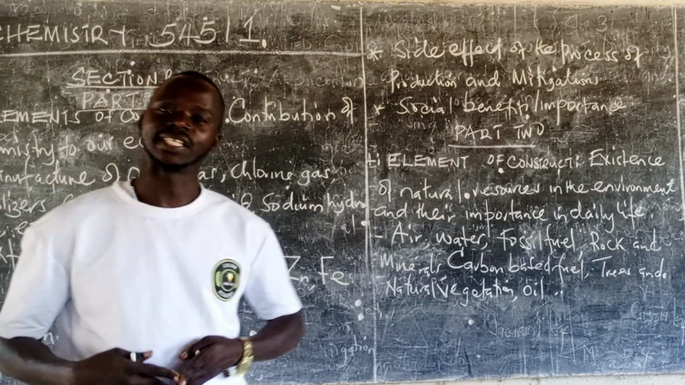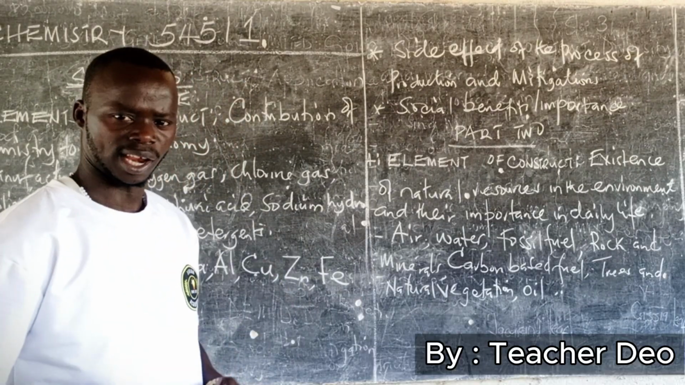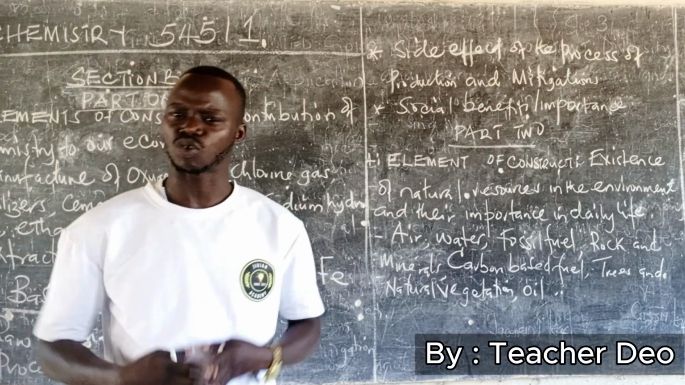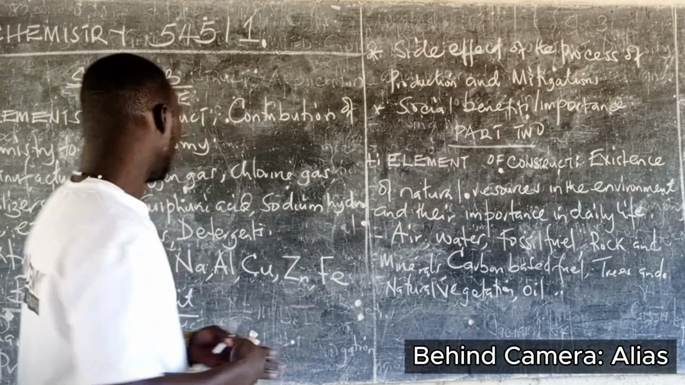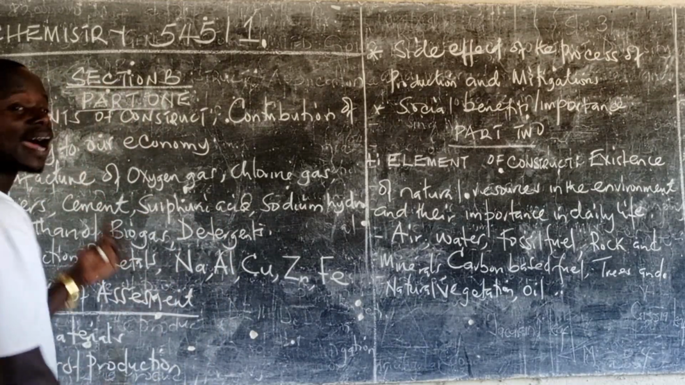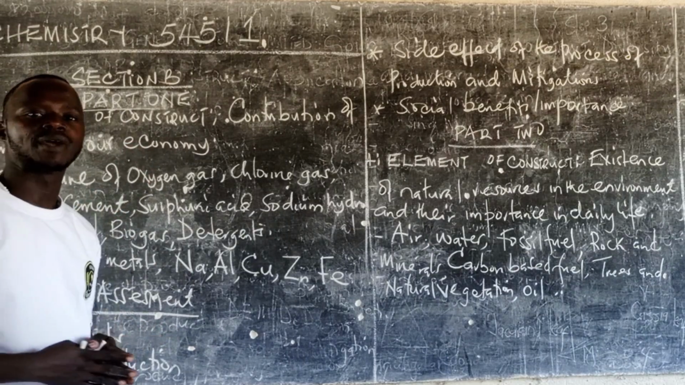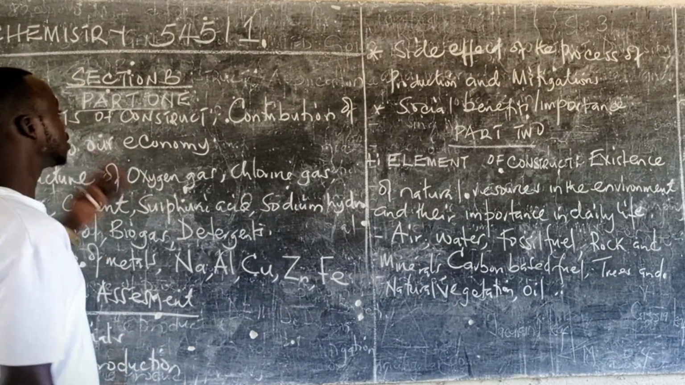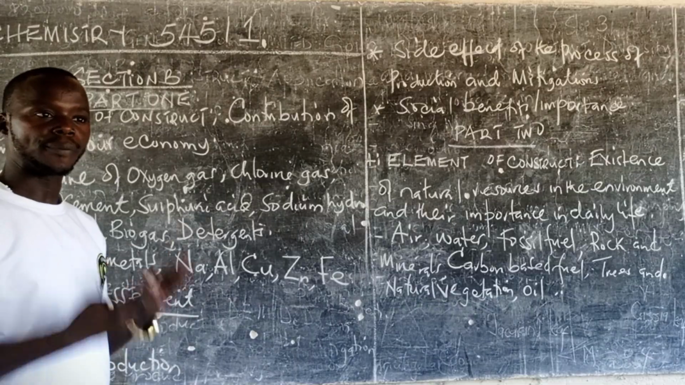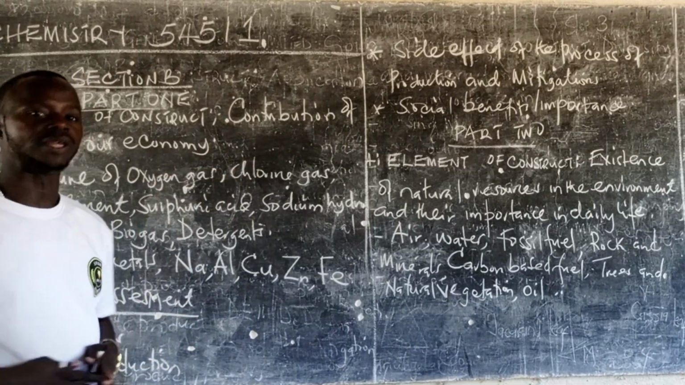I remember that passing O-Level chemistry has become very, very easy. Let's look at how the section B part of the paper goes. In section B, we have two parts: part 1 and part 2. In part 1, we have a particular element of construct that requires the learner to appreciate the contribution of chemistry to our economy.